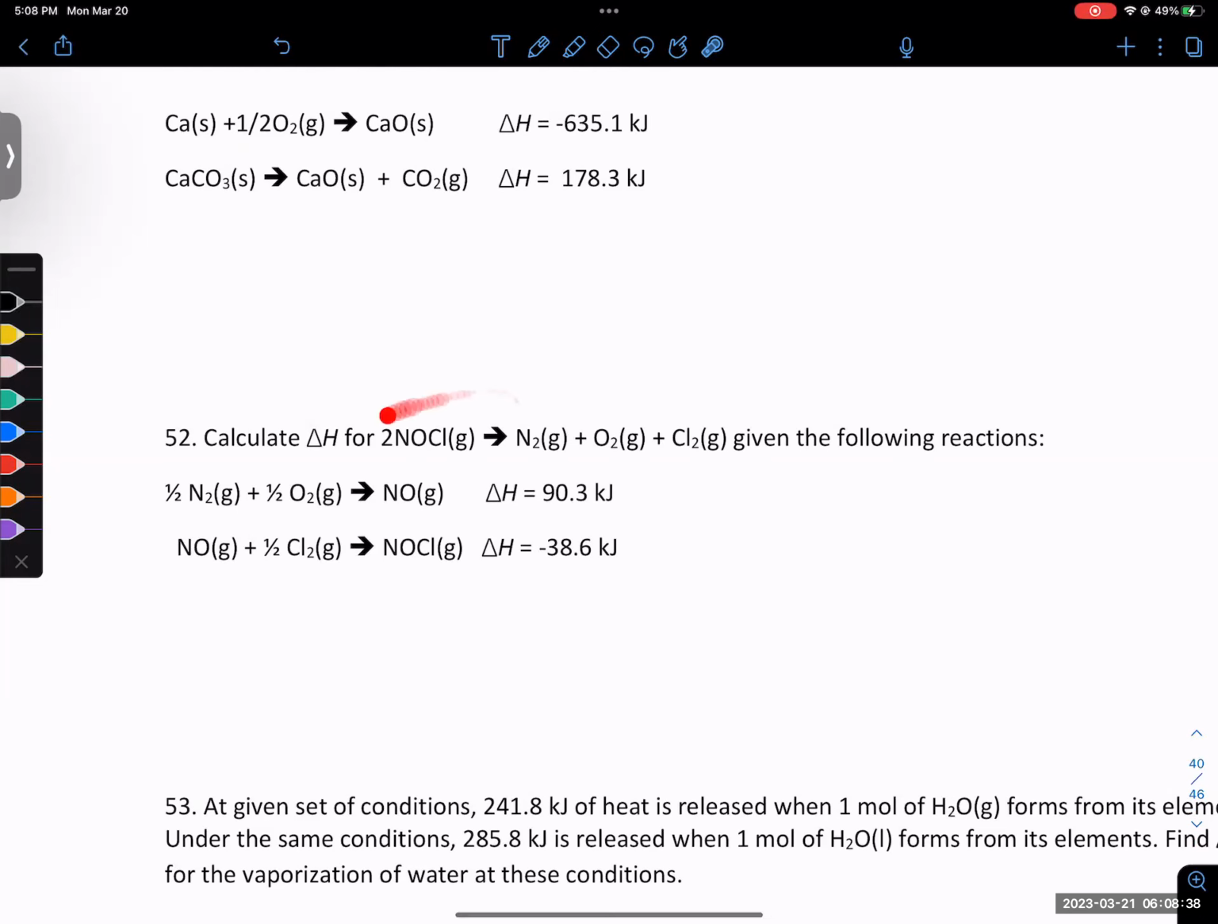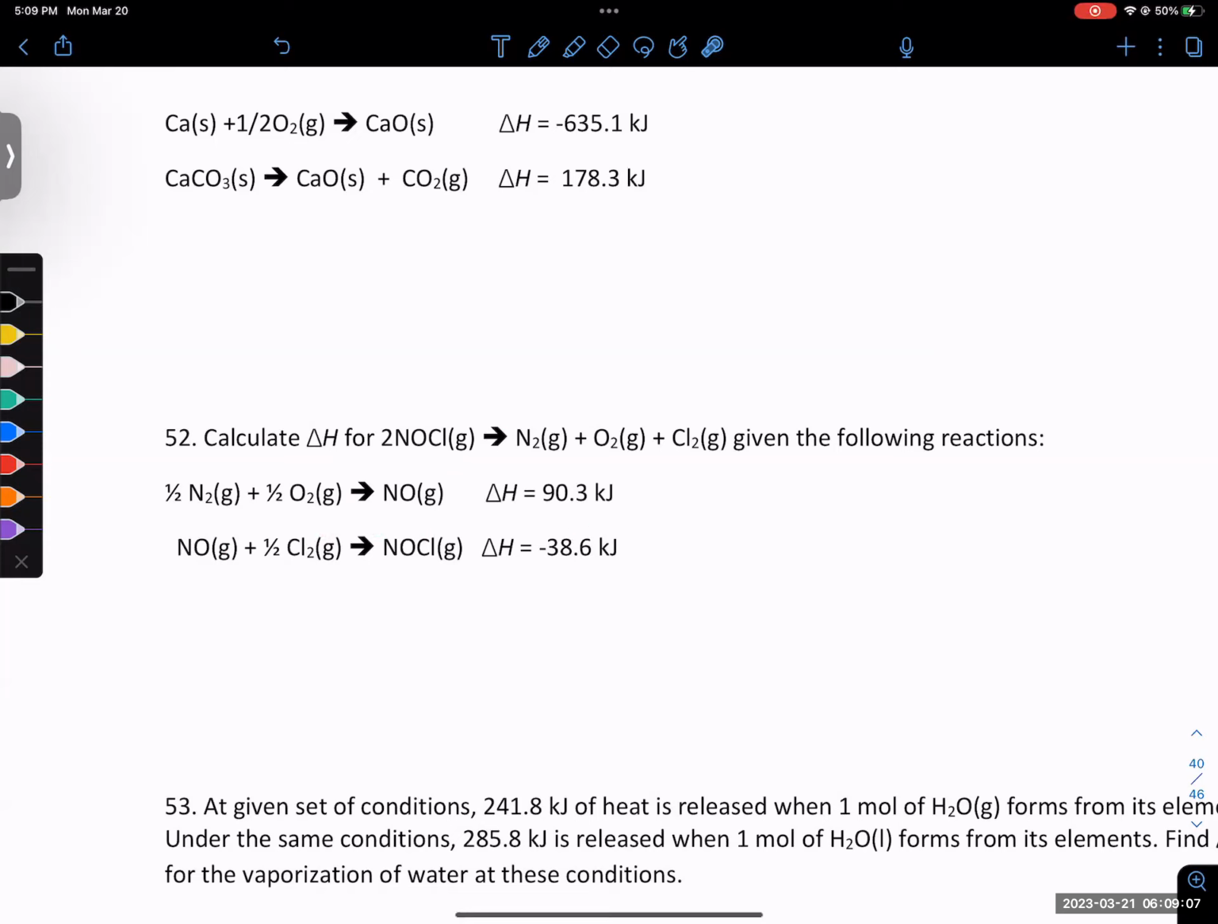Yeah, so this is the goal equation. The 2 NOCl is converted to nitrogen gas, oxygen gas, and chlorine gas. So that's our goal equation. And we have to manipulate these 2 equations in order to get to this equation. One thing we have to note is that whatever we do to this equation, whether we flip it or multiply it through by a number, we have to do to this value over here.